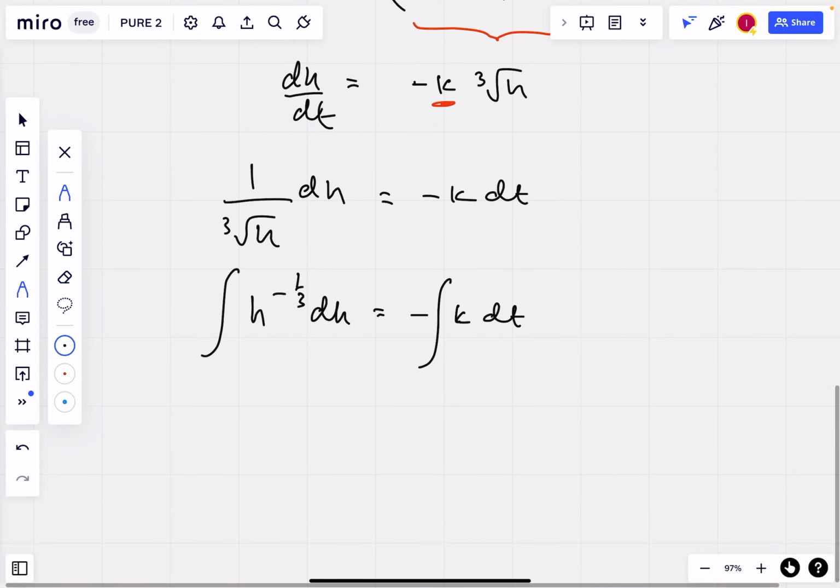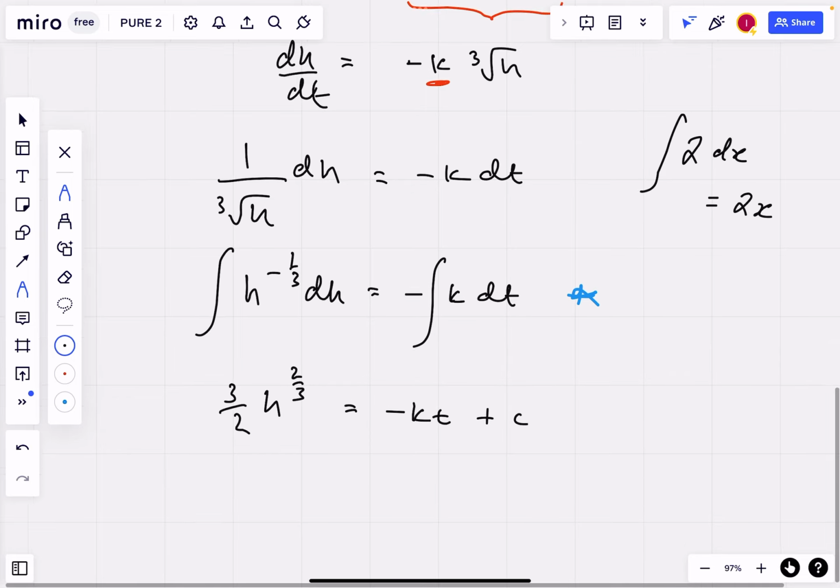By integrating it, you would get 3 over 2 h to the power of 2 over 3 equals minus kt plus c. Because here we're integrating with respect to t, that's why it's just kt. If I had the integral of 2 in terms of dx, I would just get 2x. You stick that letter on there. Okay, now it's a matter of simplifying and getting it in the format that they wanted.